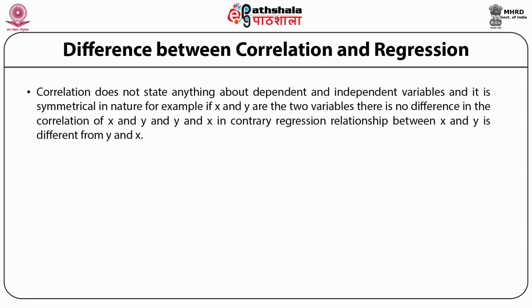Correlation does not state anything about the dependent variable and the independent variable, and it is symmetrical in nature. For example, if x and y are the two variables, there is no difference in the correlation of x and y and y and x. Whereas, on the contrary, the regression relationship between x and y is different from y and x.